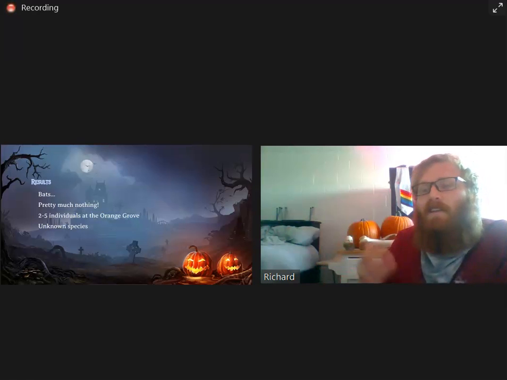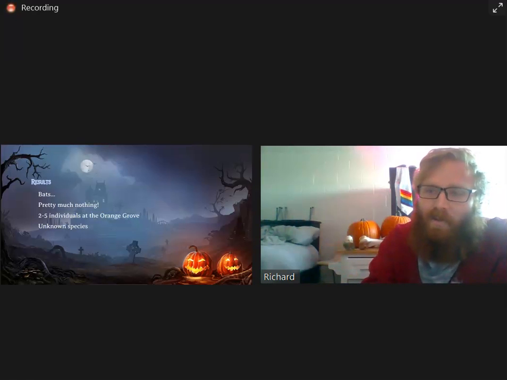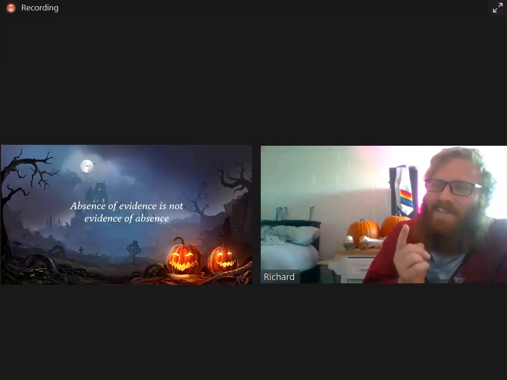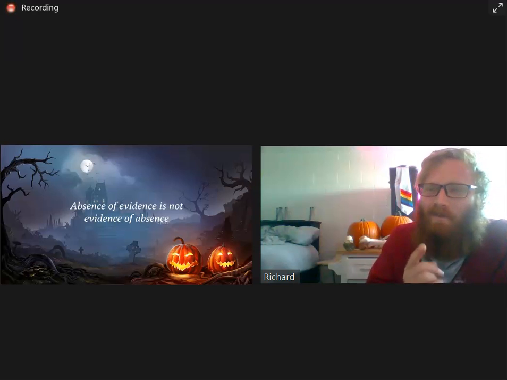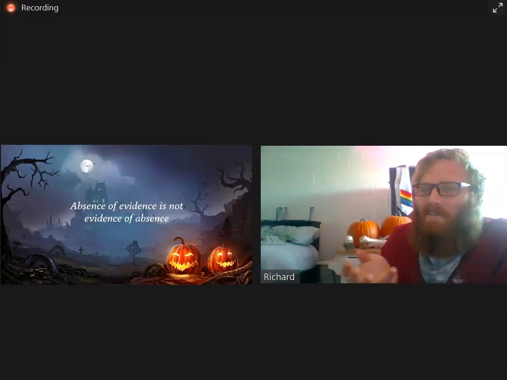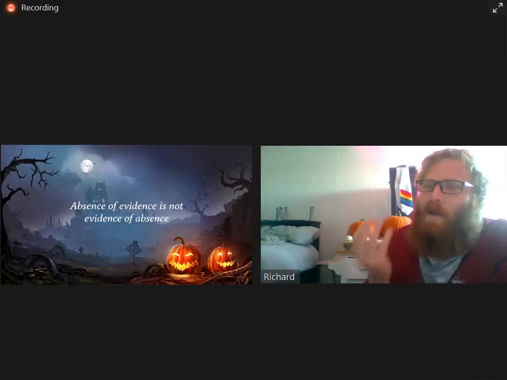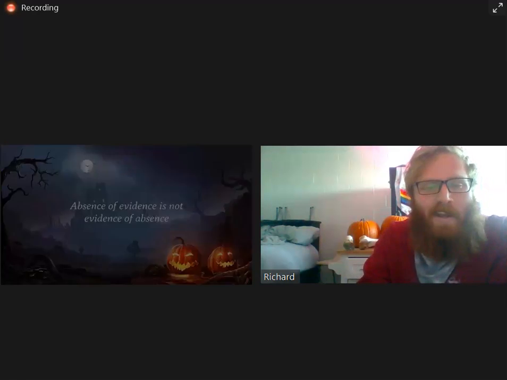You can identify bats again by the calls, the echolocation calls they make. But the absence of evidence is not evidence of absence. And I want to remind everyone of that because it's really important. Just because I didn't get evidence of bats there, I mean, I saw them, that doesn't mean they're not there. And bats are really important for the environment.